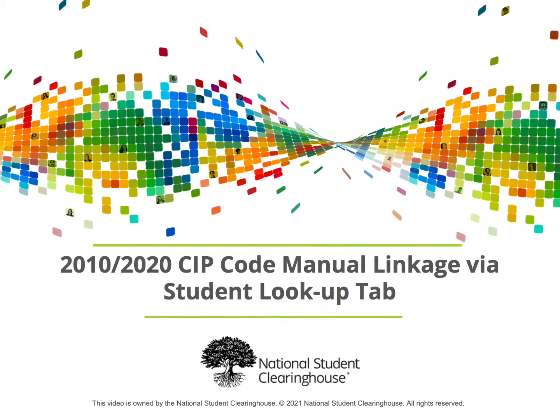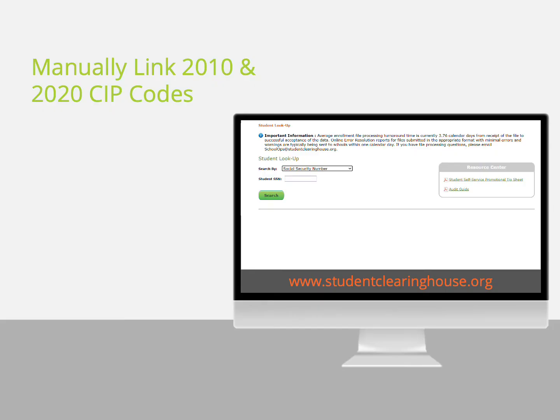This tutorial will teach you how to manually link a student's 2020 CIP Code Program to a previously reported program using the Student Lookup tab. To link a student's 2020 CIP Code Program to their previously reported 2010 CIP Code Program, log on to our secure site with your username and password. Then go to the Student Lookup tab.